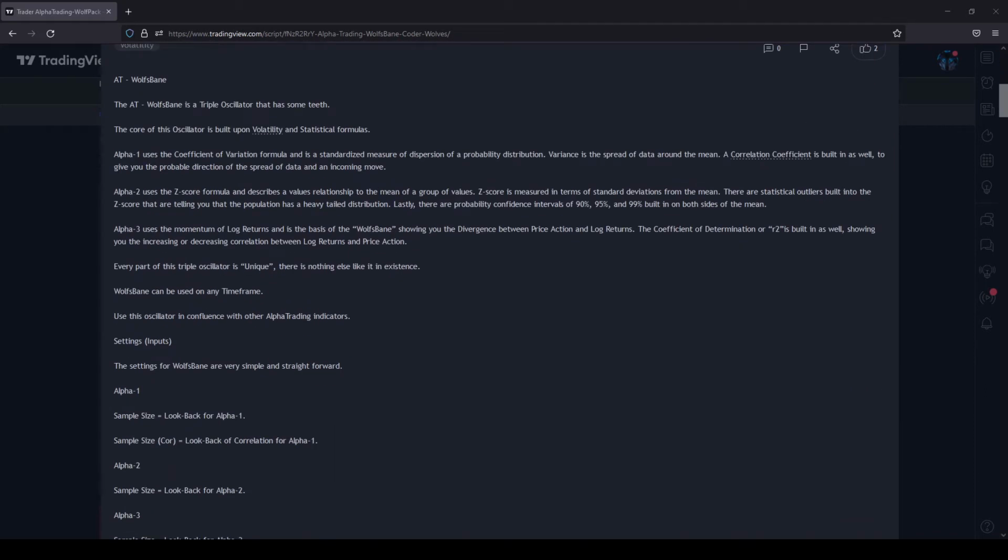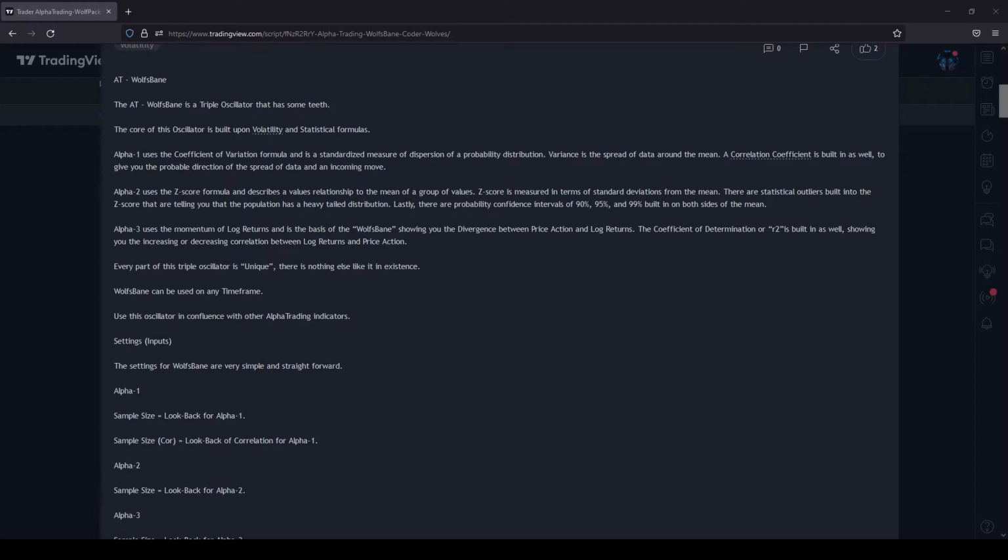So the Alpha Trading Wolfsbane is a triple oscillator that has some teeth. The core of this oscillator is built upon volatility and statistical formulas. Alpha 1 uses the coefficient of variation formula and is a standardized measure of the dispersion of a probability distribution. Variance is the spread of data around the mean. A correlation coefficient is built in as well to give you the probable direction of the spread of data and an incoming move.